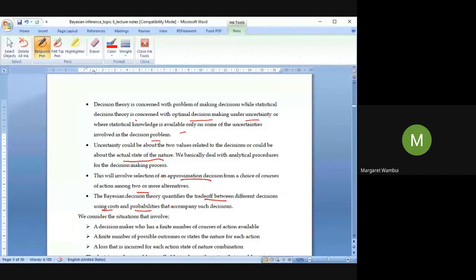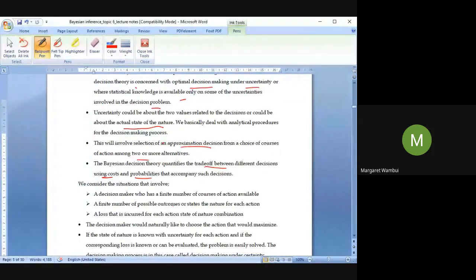So we consider situations that involve, number one, a decision maker who has a finite number of courses of action available. Number two, a finite number of possible outcomes or states of nature for each action. And number three, a loss that is incurred for each action, state of nature combination. So the first one, we are saying you have a number of courses of action available at your disposal. Then you also have a finite number of possible outcomes or states of nature: if you take this action, this will be the outcome. You take this action, this will be the outcome. And then a loss that is incurred for each action.